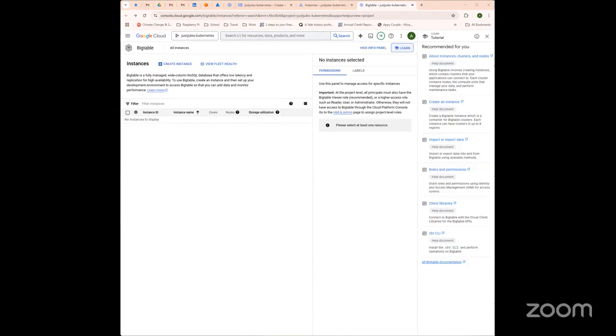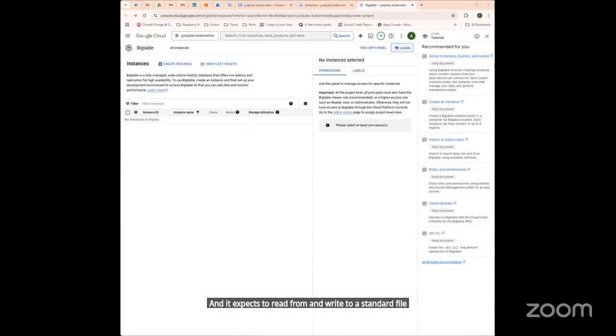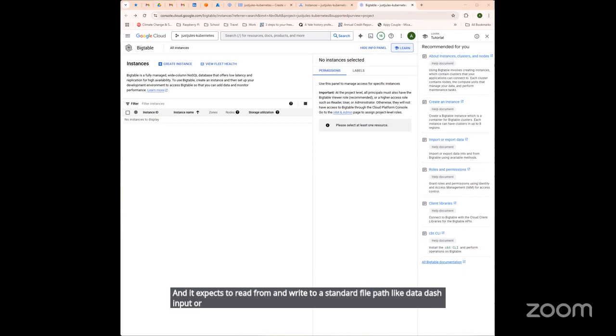Next up is Cloud Storage Fuse. Imagine you're in a scenario where you're working with an older application, maybe a legacy data processing tool or scientific workflow, and it expects to read from and write to a standard file path like /data/input or /mnt/output. It's looking for a POSIX-compliant file system, but you, the modern cloud architect, know that object storage like Google Cloud Storage is the way to go for scalability and cost efficiency. So how do you bridge the gap?